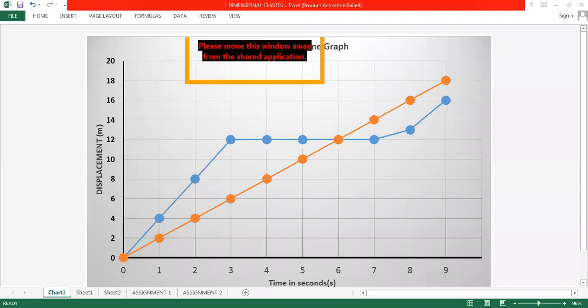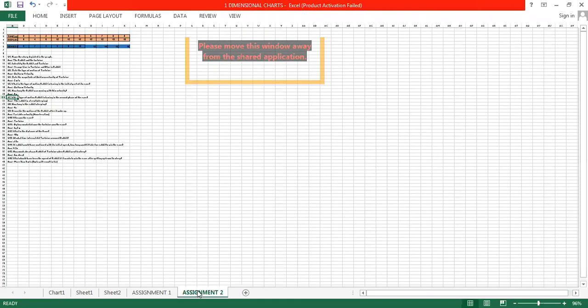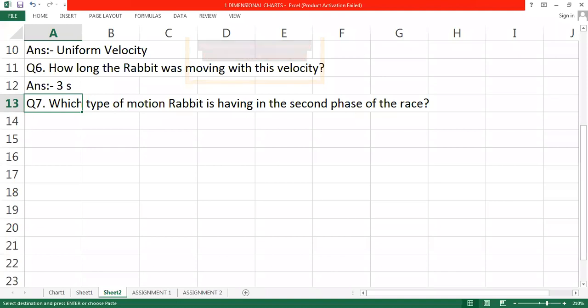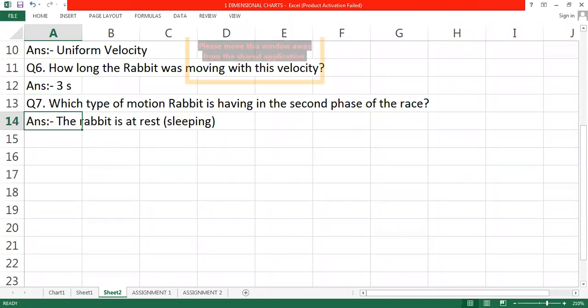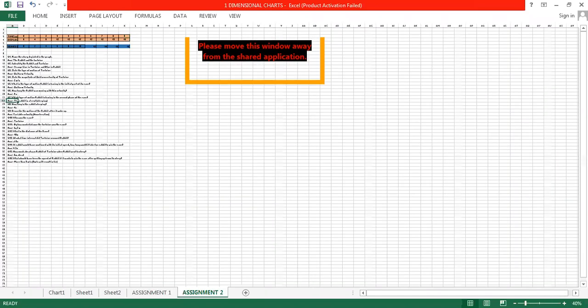So in the second phase, you will find that the rabbit is at rest, or actually according to the story, the rabbit is sleeping. Okay, so in the second phase, the rabbit is at rest, or we can say the rabbit is sleeping.